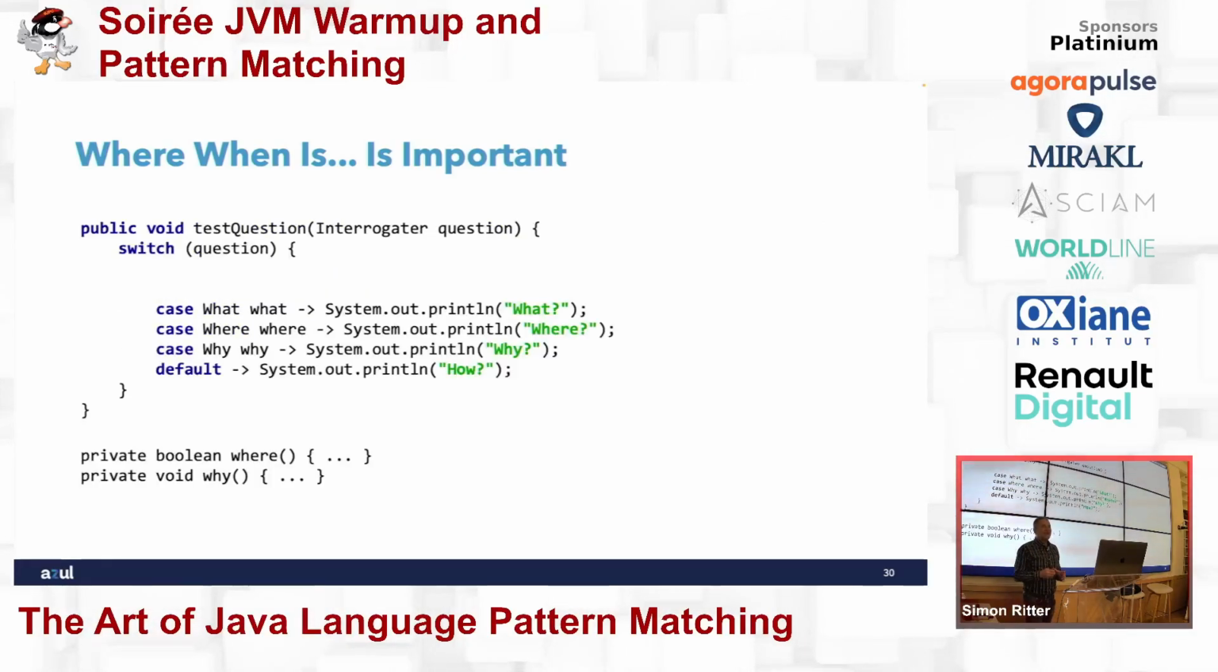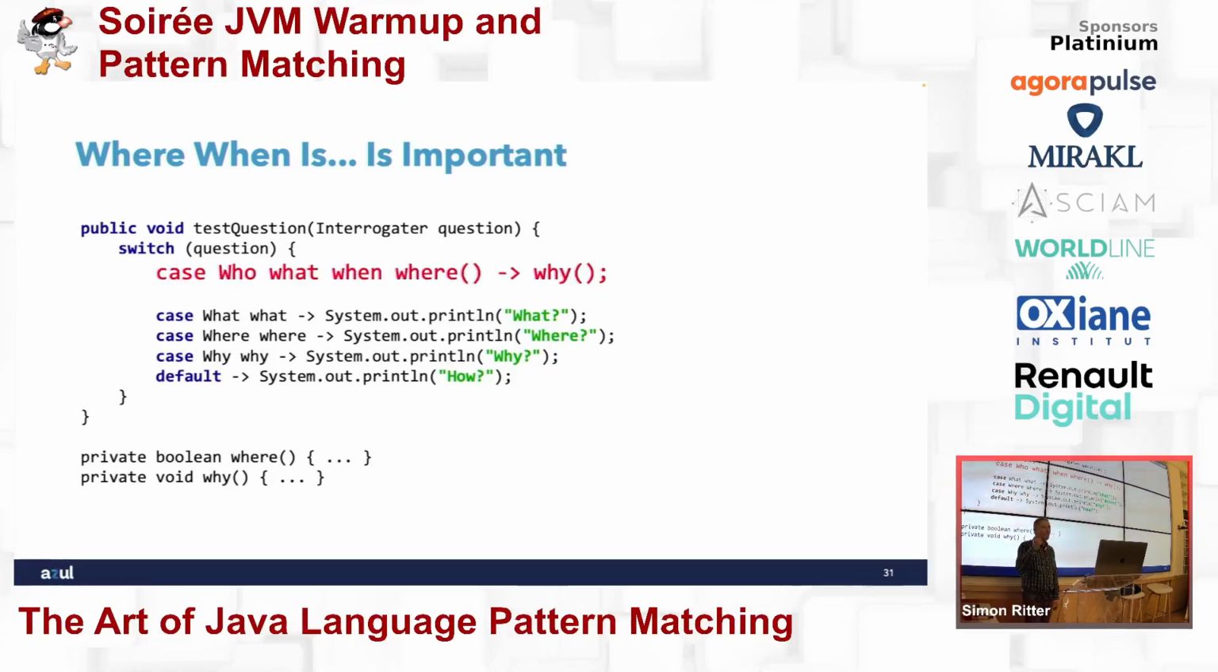Right. So then we can have a method called testQuestion. It takes an interrogator. We will switch on question, and then we'll have a set of cases. So we'll have case What with a pattern variable called what, and that will print out what. Same for Where, pattern variable where, and print out where, Why, and we'll print out why, and then default How, because they can't possibly do that. And then we're going to create two local methods called where and why, which then allows us to do this.